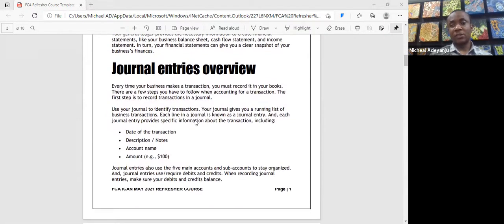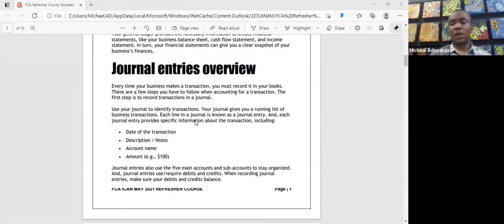So what is the journal entries overview? What do you mean by journal entries overview? Every business makes trades. For every transaction made, you must record it in your books, so that you don't forget. There will always be a reason why you should be keeping book records of your transactions.